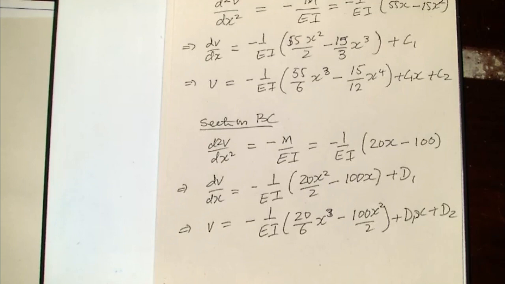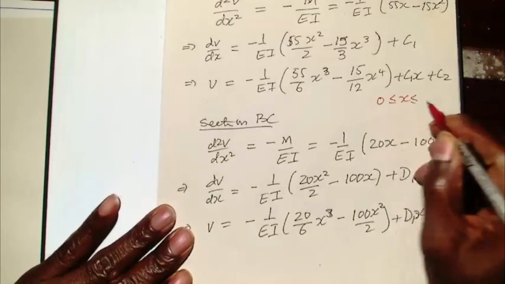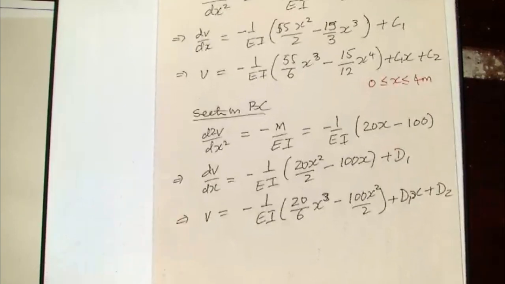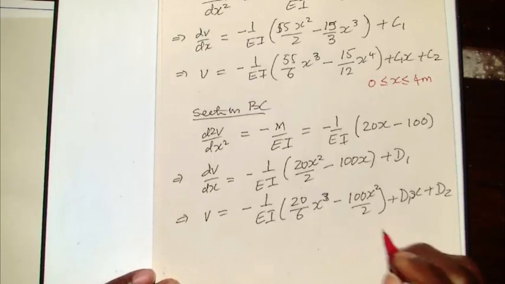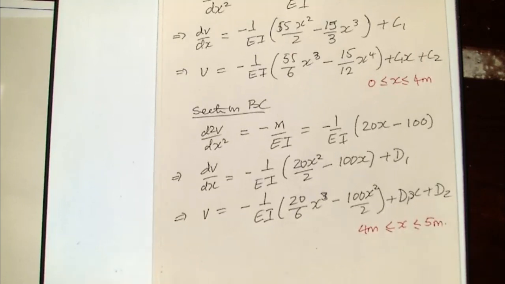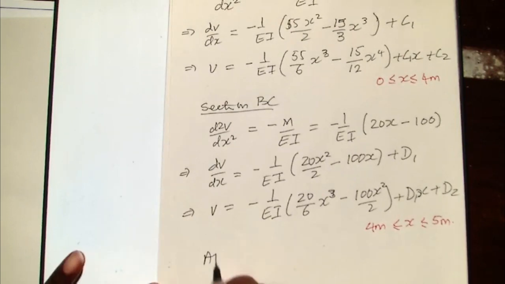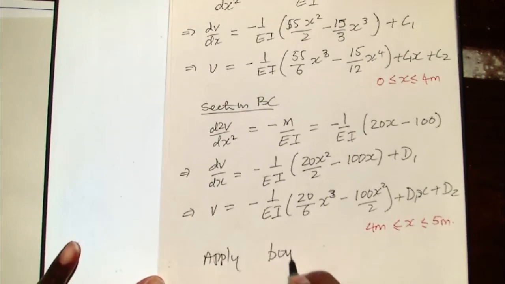So let's state again that the first one is only valid between 0 and 4 meters, because that is that particular section, and this second one is only valid between x equals 4 meters and 5 meters. But from what we've got now, we cannot find the magnitude of the deflection of the beam, v, unless we know what C1, C2, D1 and D2 are. So we now need to apply our known boundary conditions.